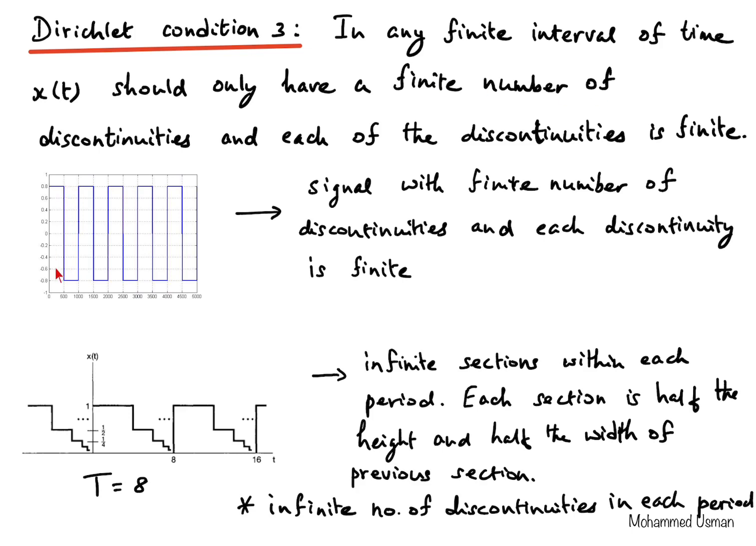So the number of discontinuities should be finite, and each of the discontinuities should also be finite. That means this vertical line should have a height that is also finite. If this vertical line has an infinite height, then even though we may have a finite number of discontinuities in a given time, if any of these lines has an infinite height, then the discontinuity is not finite. So we should have a finite number of discontinuities, and each of the discontinuities should also be finite. That guarantees that the signal will have a Fourier series representation.